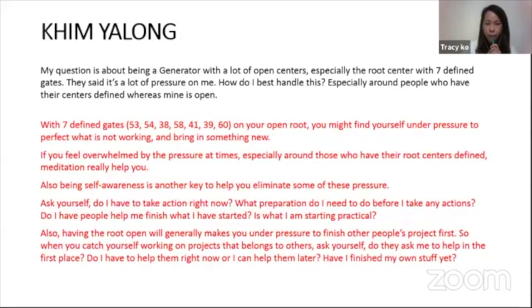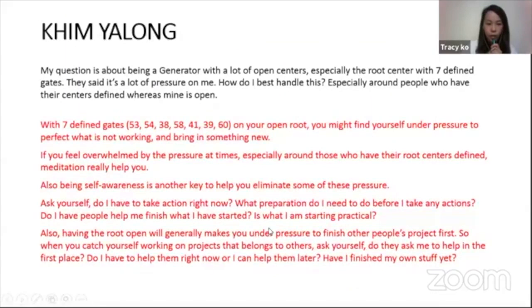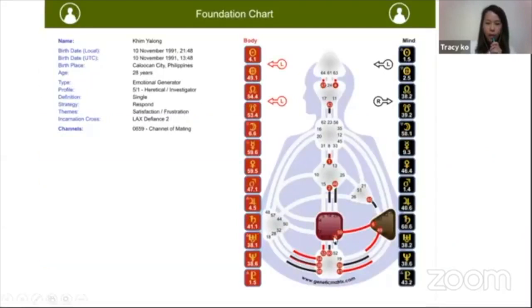Okay, Kim is a generator, and her question is, being a generator with a lot of open centers, especially the root center with 7 defined gates, there's a lot of pressure on me. How do I best handle this? Especially around people who have their centers defined, various minds are open. So you can see that Kim has the open root here, and these are the 7 defined gates that she has, which are the 41, the 39, the 60, the 53, the 54, the 38, and 58.